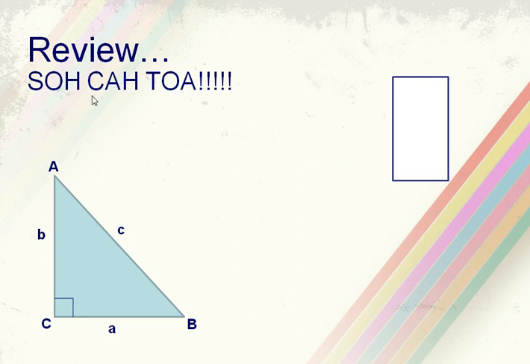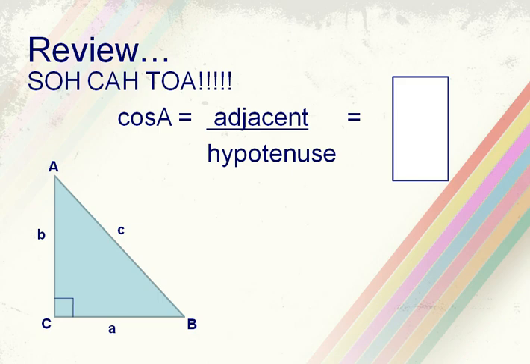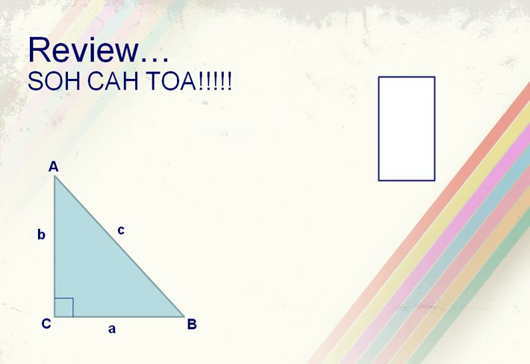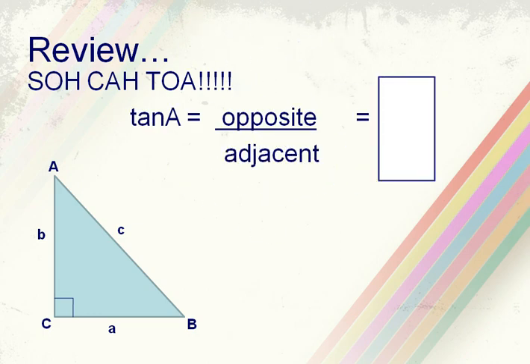In addition, we have the cosine, which is the adjacent divided by the hypotenuse, which in this case would be B divided by C. And lastly, we have our tangent ratio, which is the opposite divided by the adjacent, and that results in a ratio of A to B.